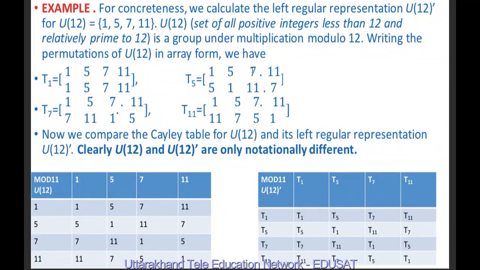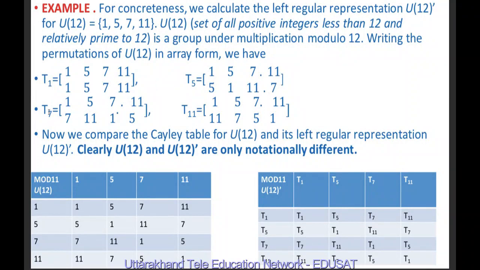5 star 7 means 5 into 7 is 35, and if we divide 35 by 12, the remainder is 11, since 12 twos are 24 and 35 minus 24 is 11. So I have written 11 here. Now 5 star 11 means 5 into 11 is 55. If you divide 55 by 12, 12 fours are 48, and 55 minus 48 is 7. The remainder is 7, so I have written 7 here.